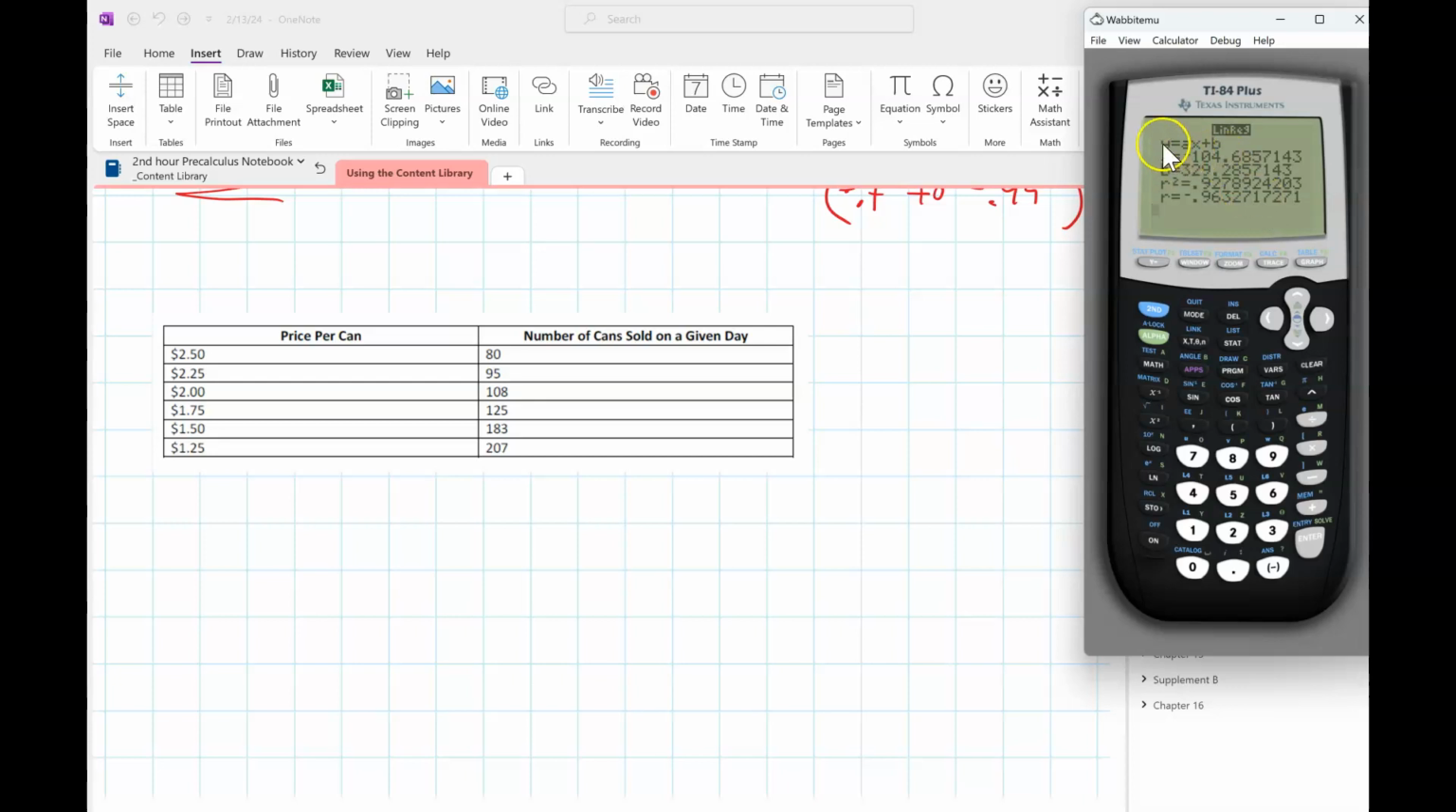What else is it giving you? Well, it says for the equation y equals ax plus b, the a is negative 104.6 and so on, right? And the b is 329.2 and so on. So it's giving us that equation for a line.